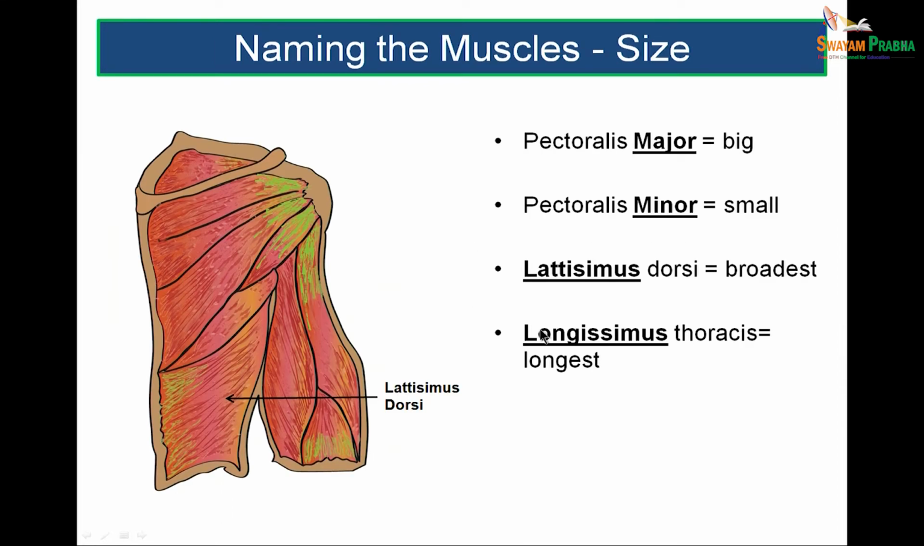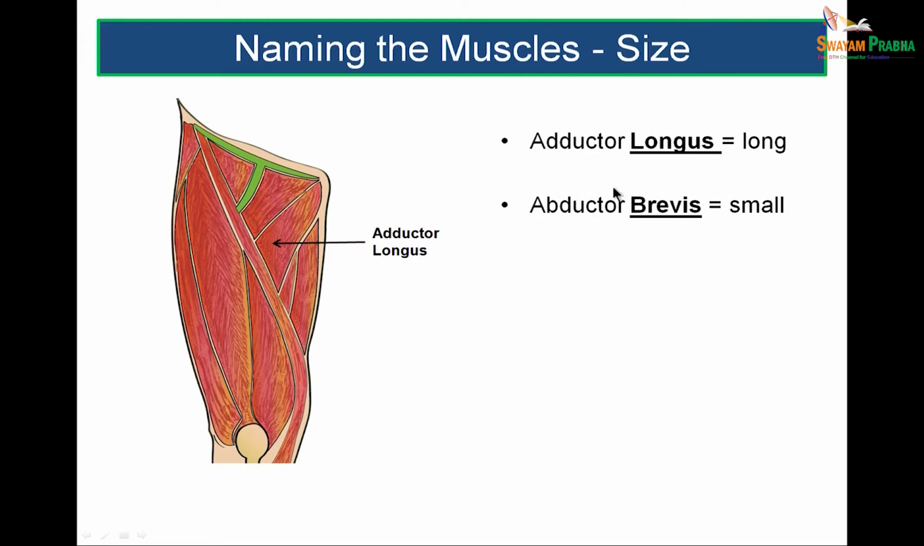The next feature is size. Is the muscle large or small? So, pectoralis, major and minor. This will be two muscles, large or small. Latissimus dorsi. So, that is the latissimus dorsi here. It is a broad muscle seen in the back. It is the broadest and hence is called latissimus. Longissimus thoracis. Longissimus would mean longest. Adductor longus would mean long. Adductor brevis would be much shorter.